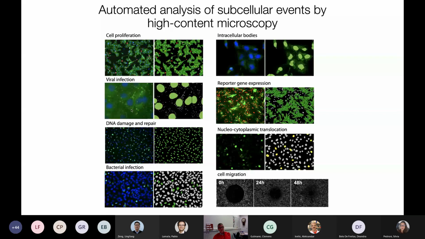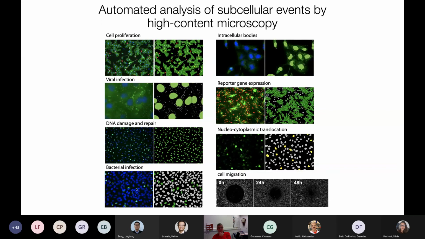But for example, this is viral infection. This is a virus, a rotavirus that forms replication factories in the cytoplasm. And basically, the software digitalizes the images, recognizes where the nuclei are, and each of the dots can be quantified and identified. Or cells that are damaged express gamma-H2AX in the nucleus, and then the software can recognize the nuclei and then understand which are the ones that have gamma-H2AX.